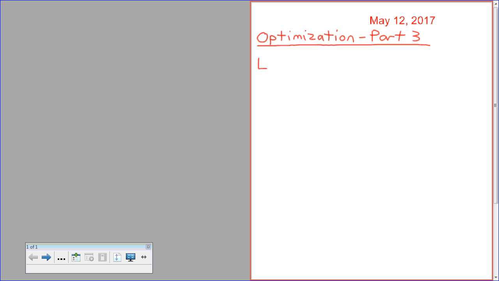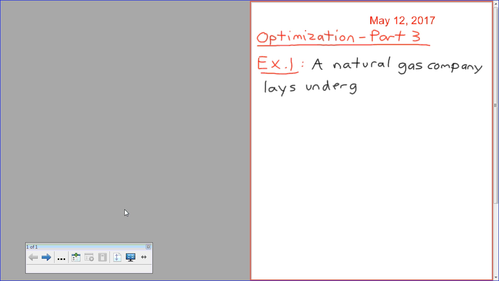Example 1 says a natural gas company lays underground pipe on both sides of a lake as shown.